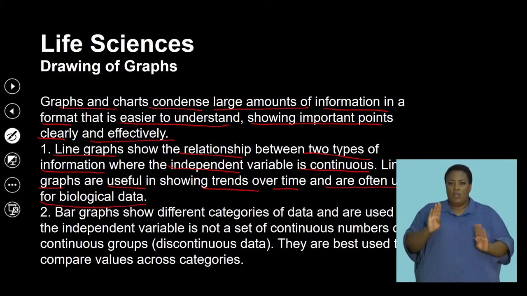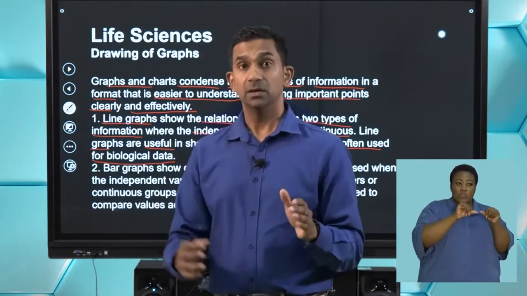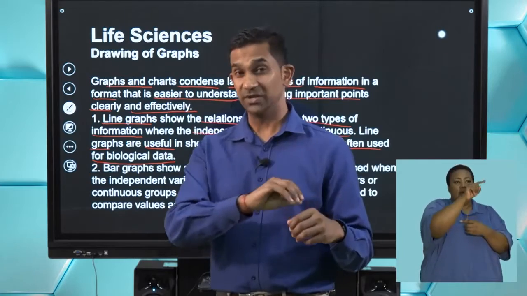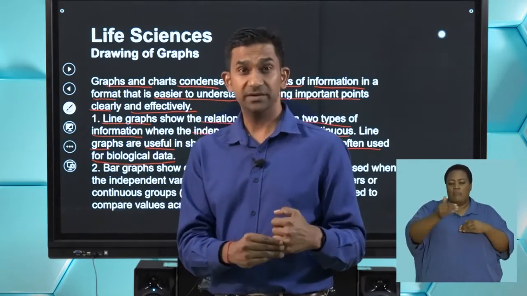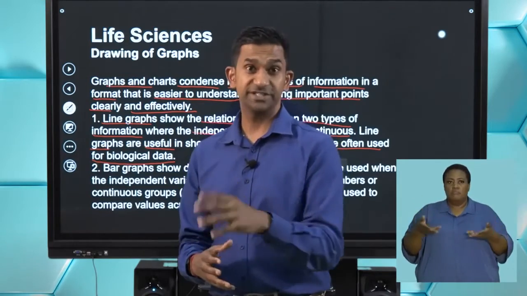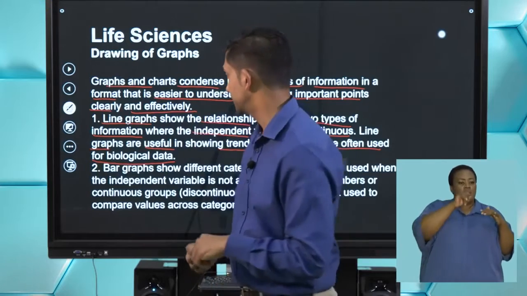So as I said, it's often the independent variable which is continuously occurring. We place that on the x-axis and we look at the trends that happen over a period of time, or over a period of temperature, where the temperature is changing. So we see progression from one to the next.